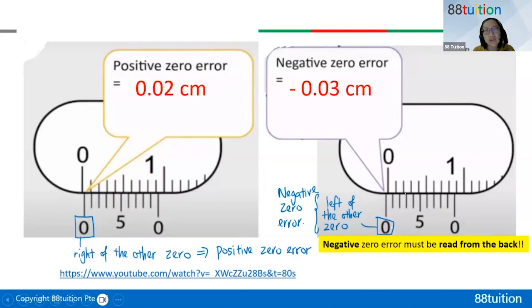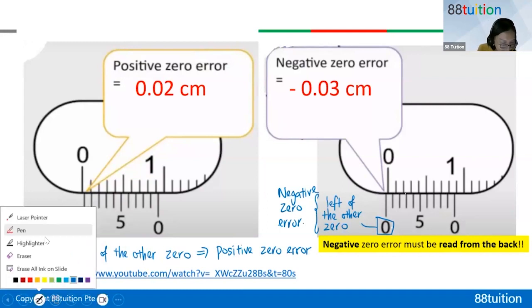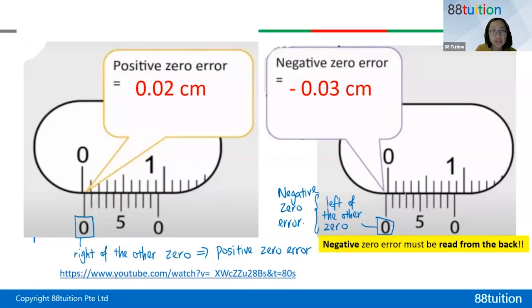All right, can I have a check, can you type in the chat, how many of you have gone through this in your school, how to read positive 0 error, how to read negative 0 error? Can you type yes or no? Yes means your teacher has covered it. No means your teacher has not covered it. Can you type into the chat, please? Has your teacher covered how to read vernier calipers, how to read micrometer?